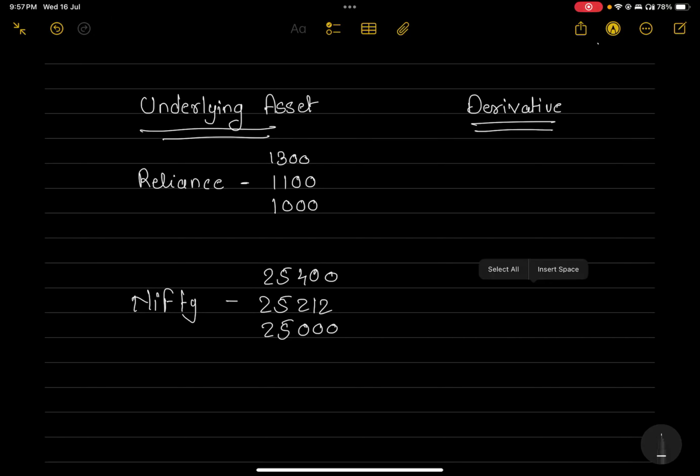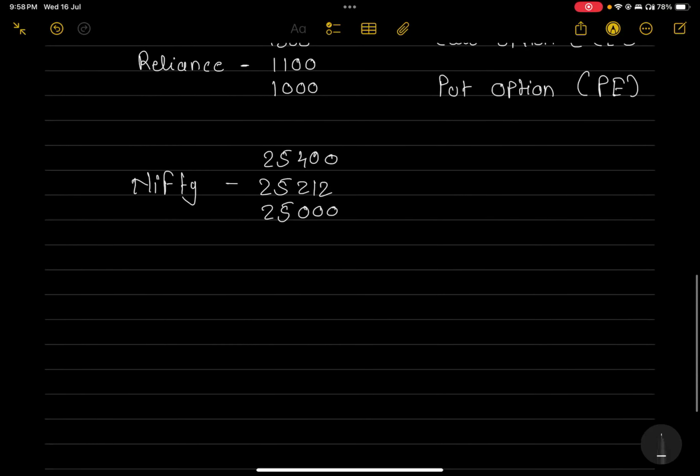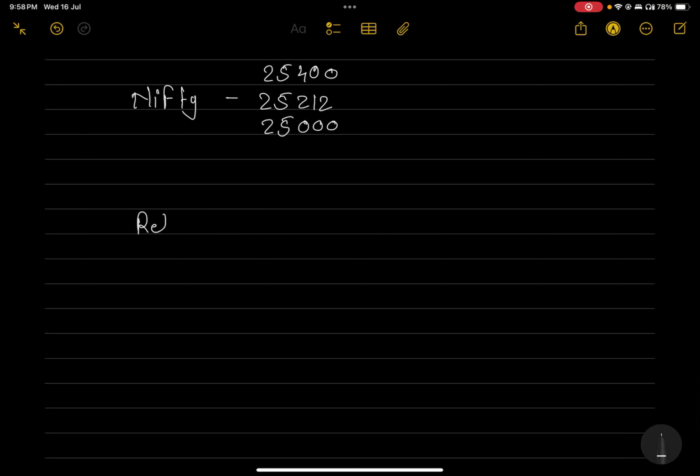Okay. So now understand this derivative part. In derivatives, we have two options. One is the call option, which is known as CE, call European, and one is the put option, which is known as PE, put European. Now understand this here. For example, as an underlying asset, I have Reliance. Now here I have two Reliance derivatives, Reliance CE and Reliance PE.